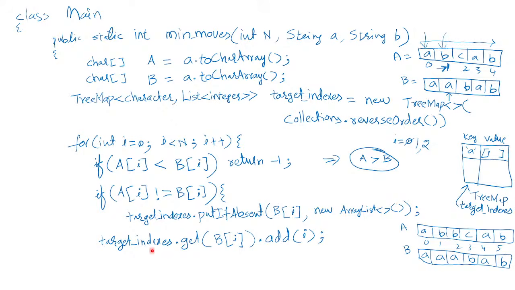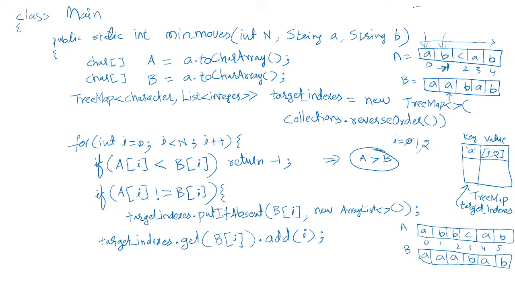Now you look at this statement: target indexes dot get B of I. So B of I means B of 2. Now see, B of 2 is what? A here. So get A from the target indexes. What it gets is the associated array list, it returns. To that array list, now you add the I value. What is the I value here? 2. So 2 will be added into this array list. That's how multiple indexes will be added to this array list. For example, if you have A, B, B, B, like CAB, one more B replaced with A, then one more index will be added here.